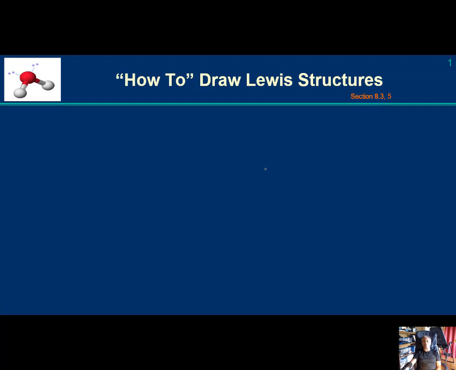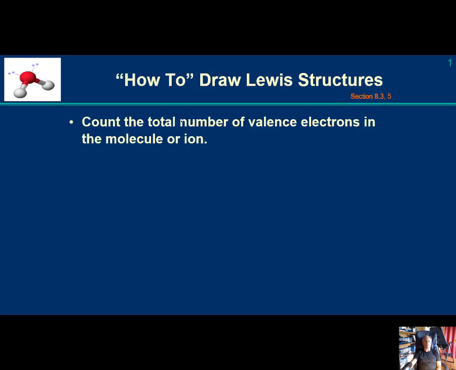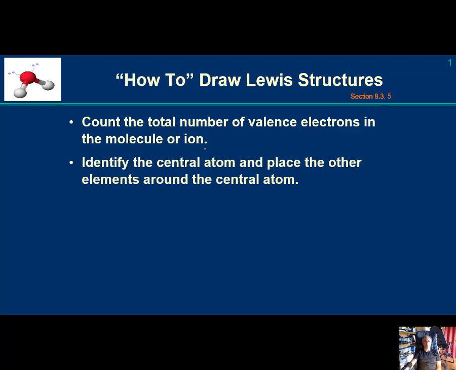I thought I would go over drawing Lewis structures and actually draw them for you the way you're normally accustomed to doing the work yourself. And so let's go over the rules again and let's take a look. All right, so first thing you're going to do is count the total number of valence electrons in a molecule or ion, and I'll go over how to do that.